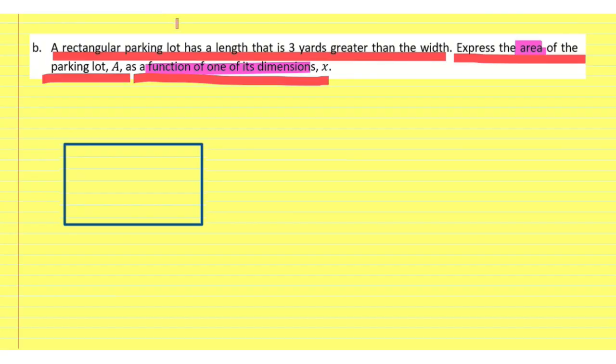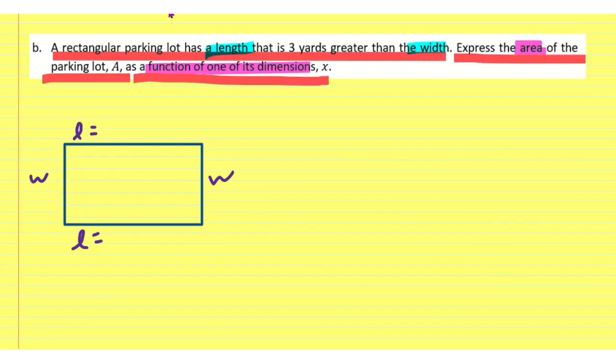We typically will go with the smaller dimension. The larger or longer dimension will be in terms of the smaller dimension. So our smaller dimension between length and width will typically be the width, right? So that means that I'm going to put these shorter sides, call them width, and then I'm going to find an expression for the length that is in terms of the width.